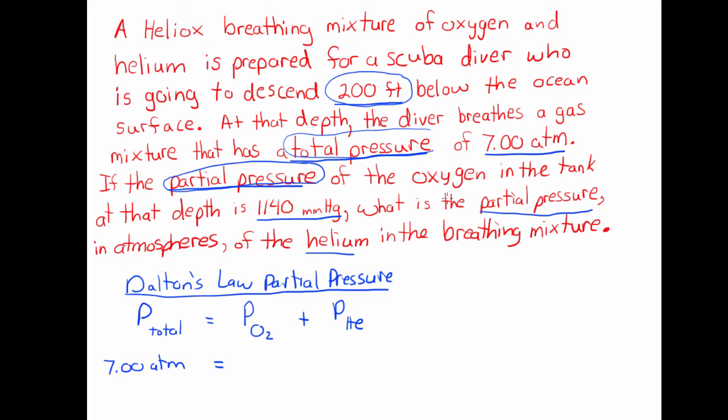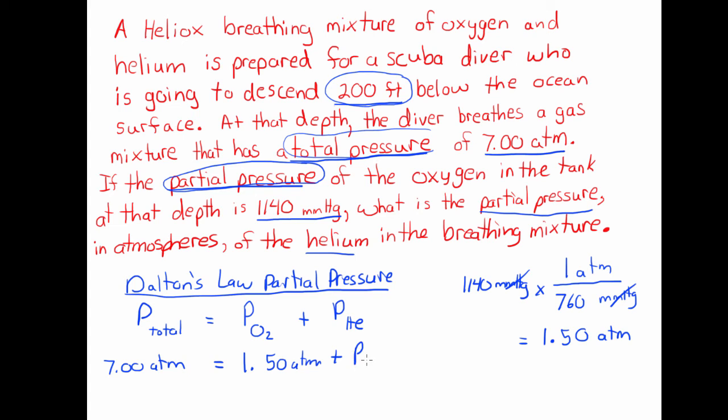We've got a partial pressure of the oxygen, and that is 1,140, but it's not in atmospheres. So let's convert that to atmospheres because we want all of our units to match. If I multiply that by a conversion factor, it's going to be 1 atmosphere equals 760 millimeters of mercury. So those millimeters of mercury will cancel out, and then I'm left with 1.50 atmospheres for my oxygen. So that would be right here.